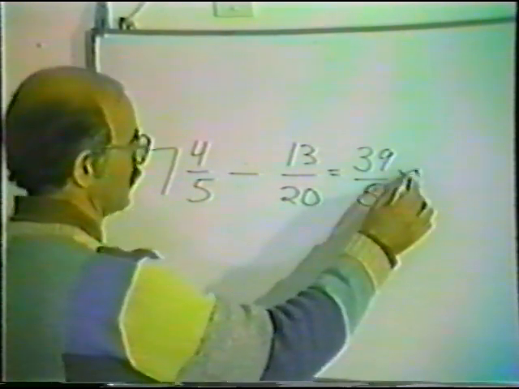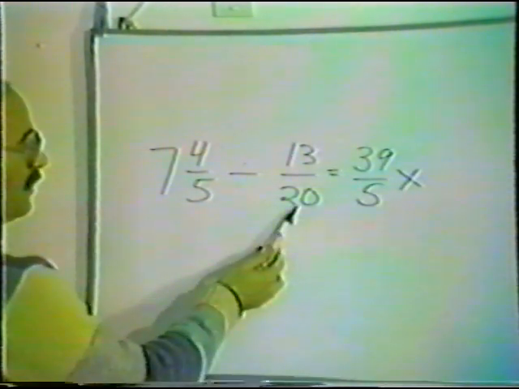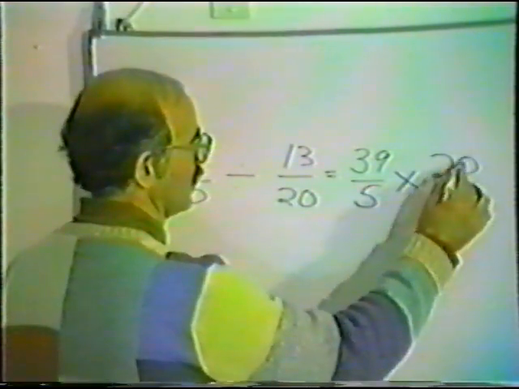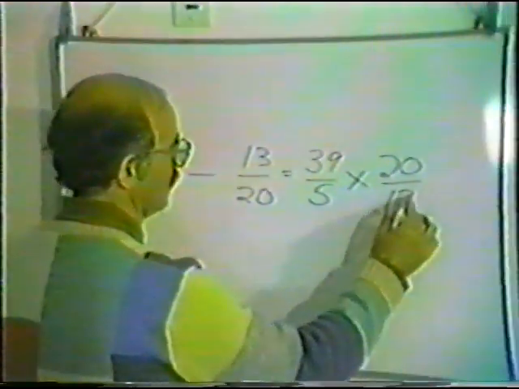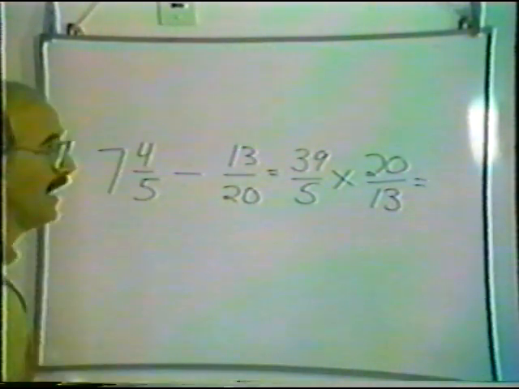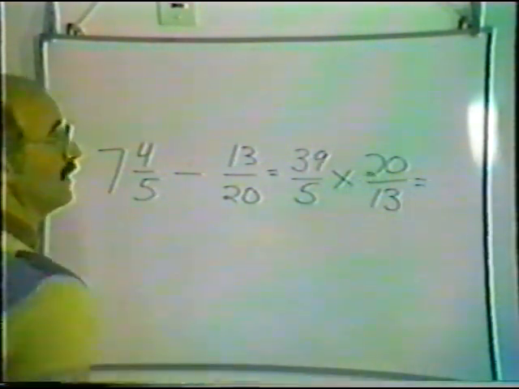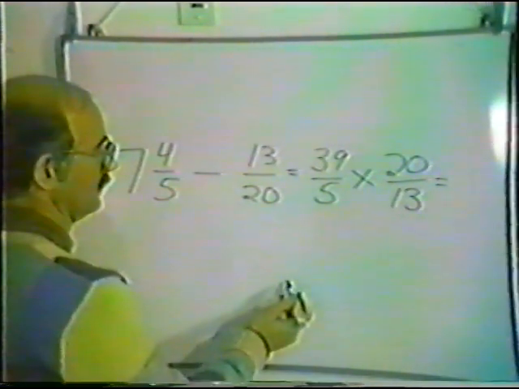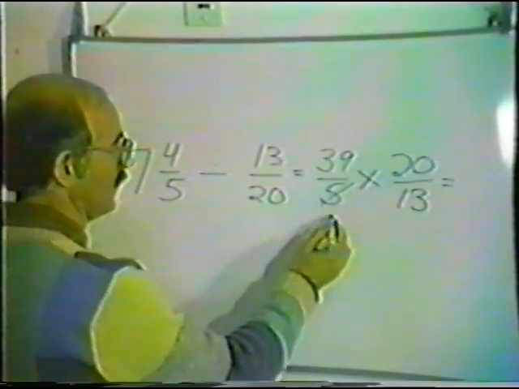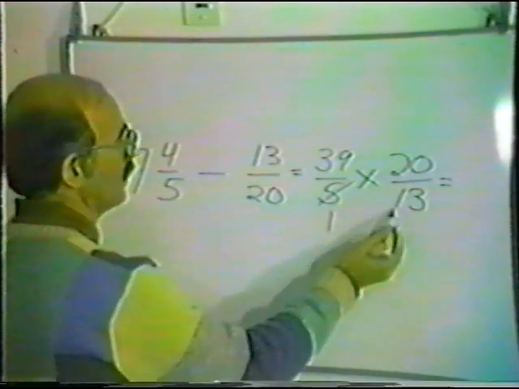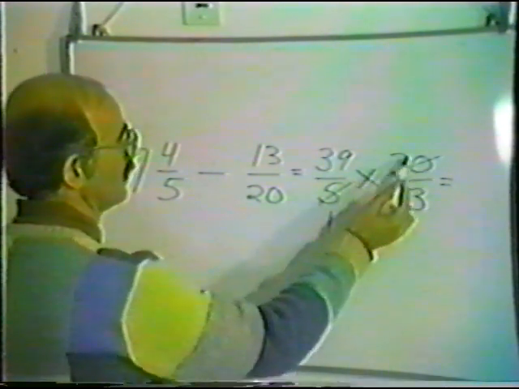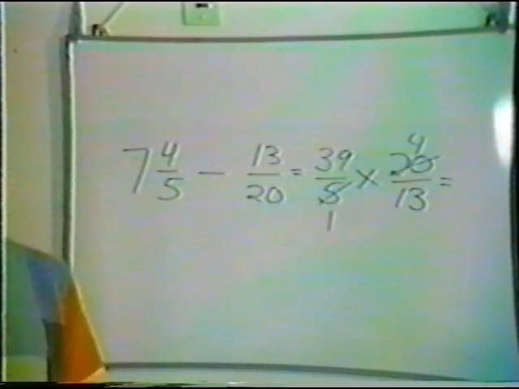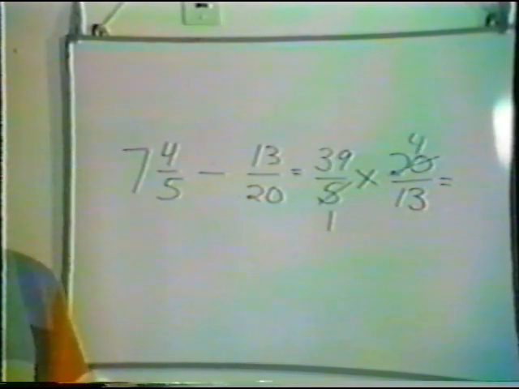Change it to times. Take the 13/20 and flip it to 20/13. Can I cancel the 5 and the 20? Yes. What can I hit them with? 5. 5 into 5 is? 1. 5 into 20 is? 4. Can I cancel the 13 and the 39?